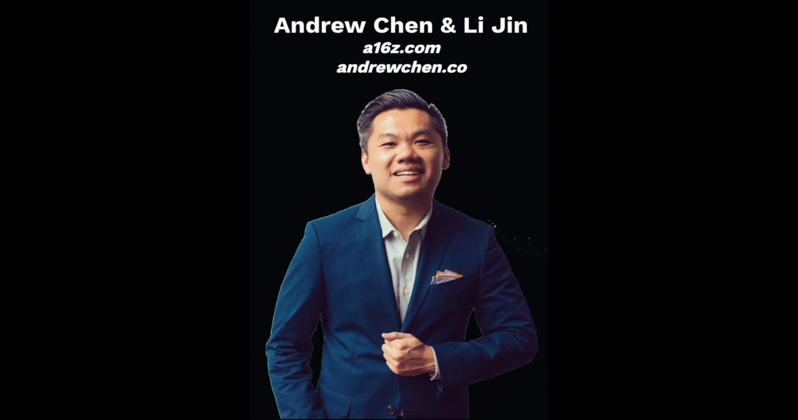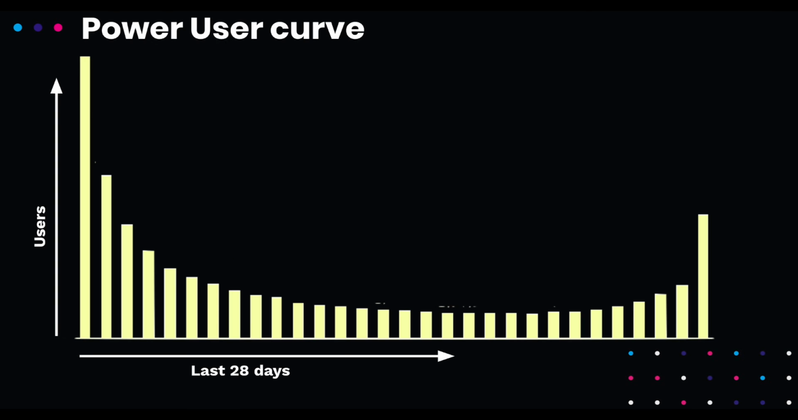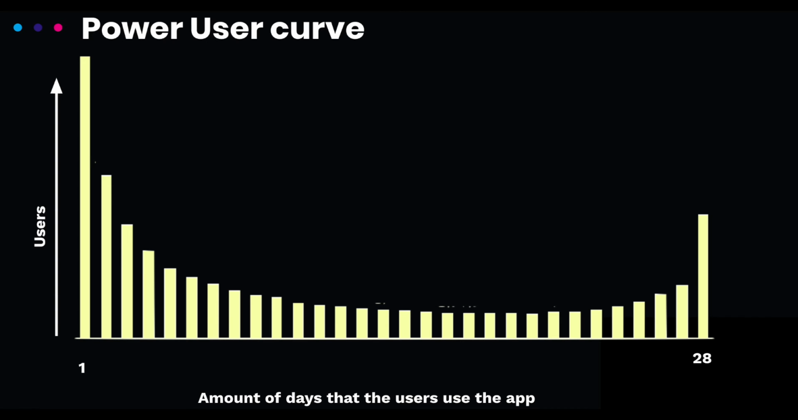For this, I would definitely recommend reading the blogs from Andrew Chen and A16Z. Andrew Chen is a big investor, mostly known from Uber, but he's always looking for new projects to invest in. In one of his articles, he actually explains what kind of metrics he looks at when he decides to invest in a company. One of the things he looks at is the power user curve. Instead of looking at revenue, he wants to know how active the app users are. So you take the last 28 days and then you look at how many days of these 28 days your user base uses the app.